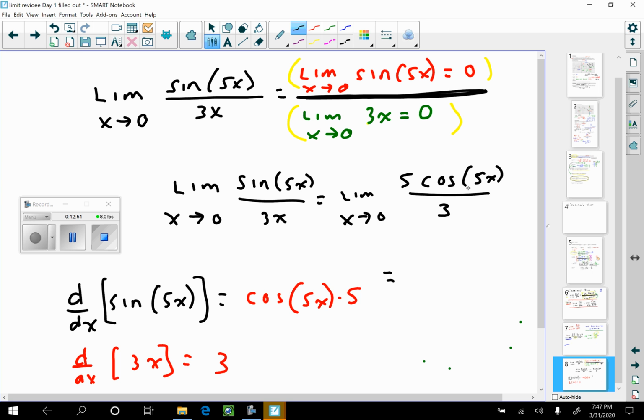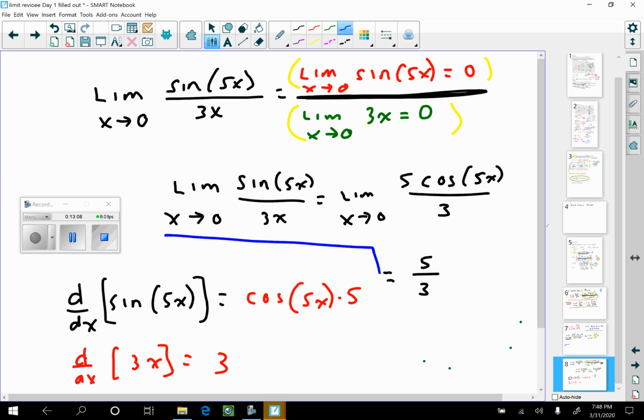If I put 0 in, cosine of 5 times 0 is cosine of 0, which is 1. So that's just going to be 5. And the limit as x goes to 0 of 3, where does 3 go as x goes to 0? 3. So therefore this limit is 5.